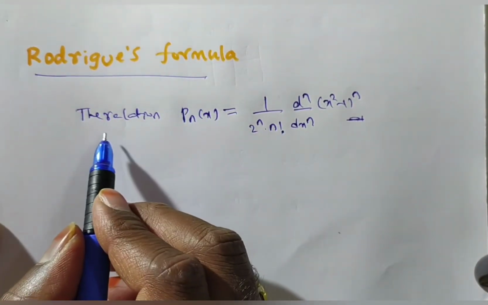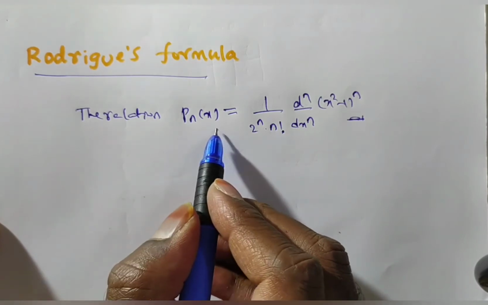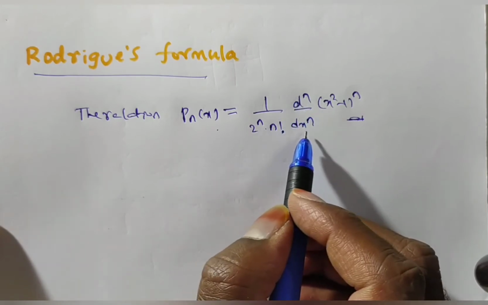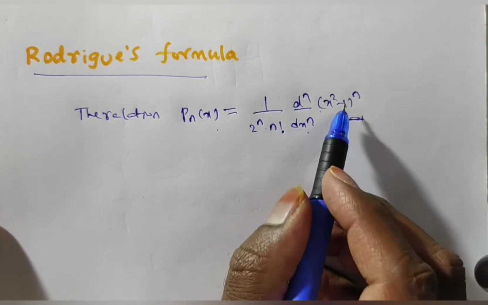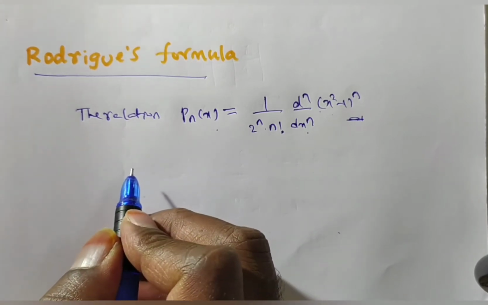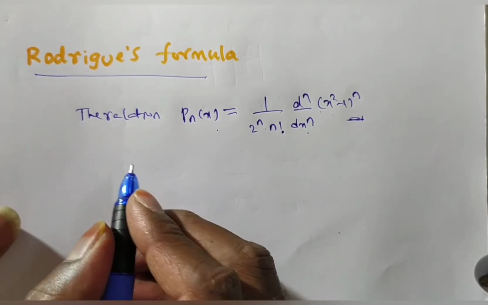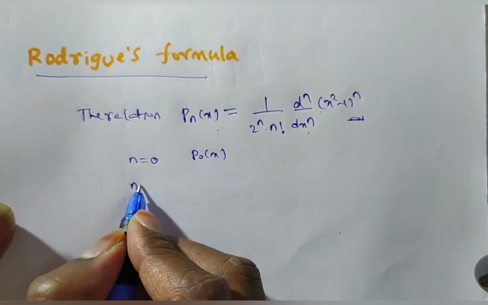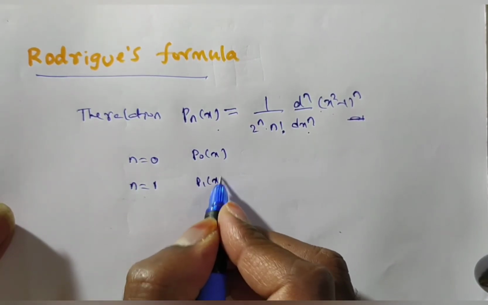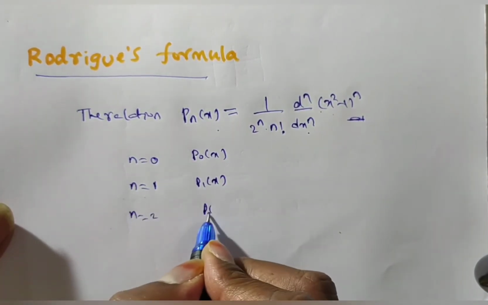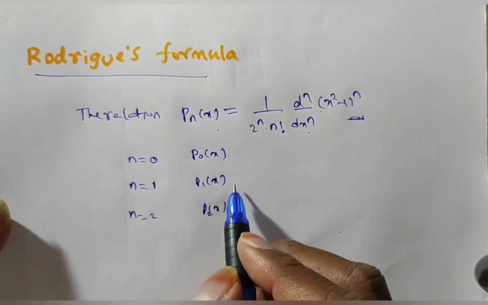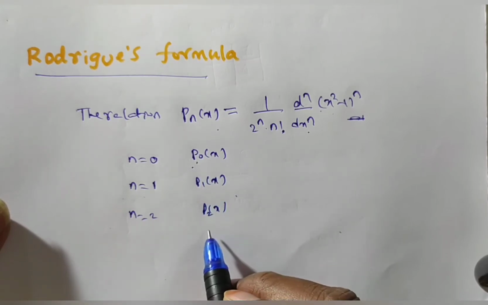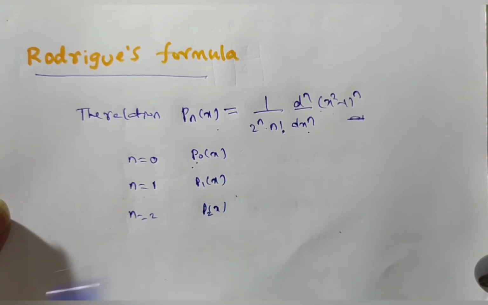The Rodrigues formula is, here we have the relation Pn of x is equal to 1 by 2 power n into n factorial into d to the power of n by dx to the power of n of (x square minus 1) power n. So from the Rodrigues formula we will get the Legendre polynomials. By substituting n is equal to 0, we will have P0 of x. If you put n is equal to 1, P1 of x, n is equal to 2, P2 of x. These are called Legendre polynomials. Friends, sometimes they will ask this question for the short answer.